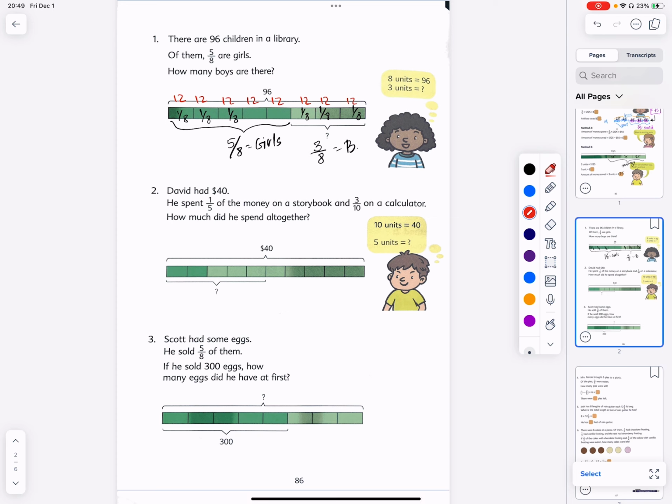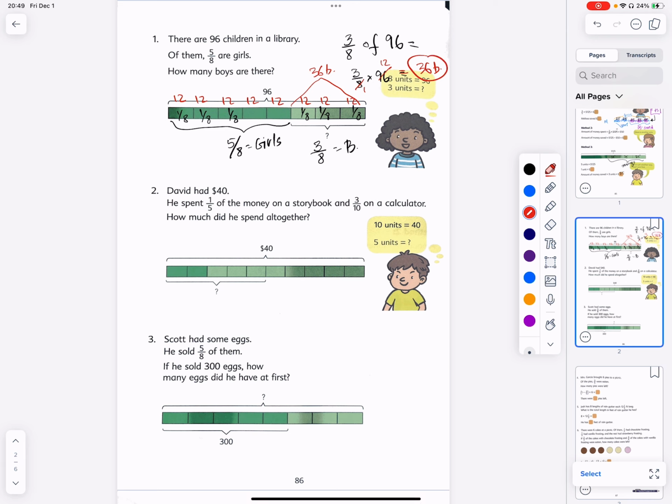And now the answer is basically right in front of our eyes. 3 units, 12 children each. They will be 36, B for boys. Another way to write this down using purely the language of math would be 3/8 of 96. Remember, we simplify before we multiply. This turns into 1. 96 divided by 8 is 12. And therefore the answer is 36 boys.